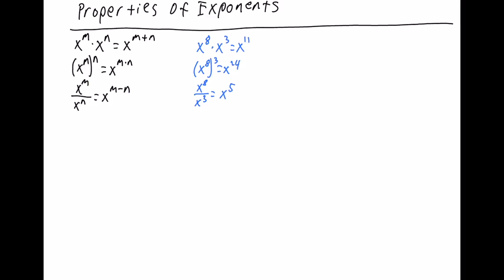Next, when you divide variables, you subtract the exponents. And it's always the top minus the bottom. So x to the 8 over x to the third, 8 minus 3 is 5, so x to the 5th.